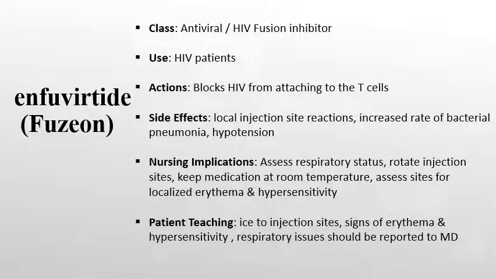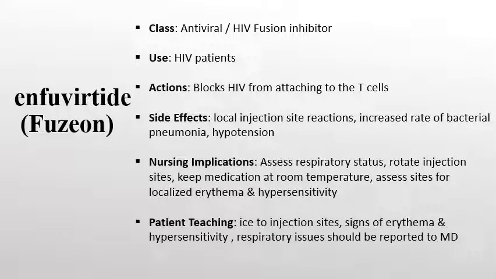Enfuvirtide is given sub-Q. We rotate the injection sites. We monitor for local irritation, redness, and swelling. Clients that are breastfeeding should not take this. It can cause bacterial pneumonia, so we're going to check the respiratory status for signs of pneumonia, such as fever, cough, shortness of breath, as well as lung sounds.